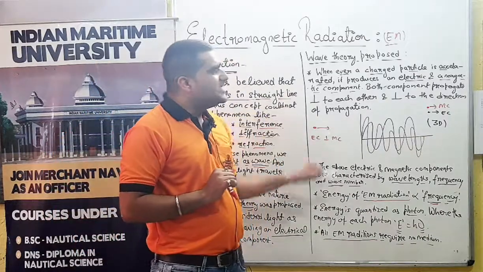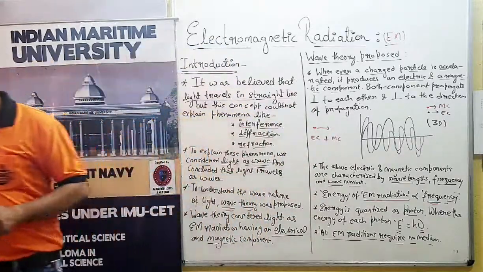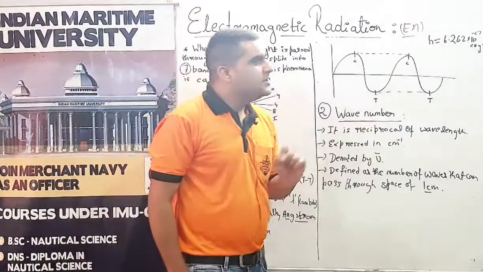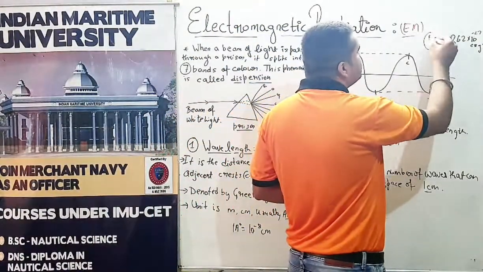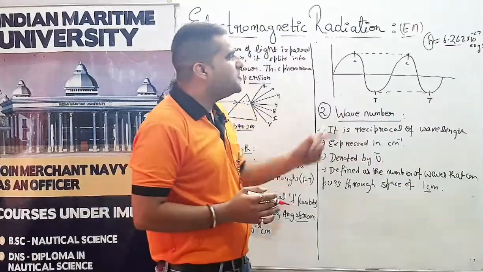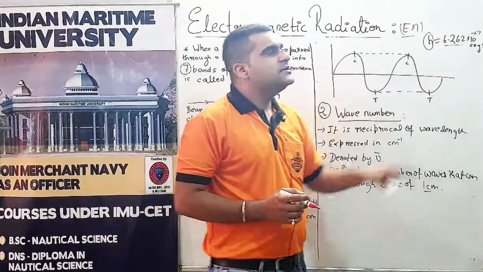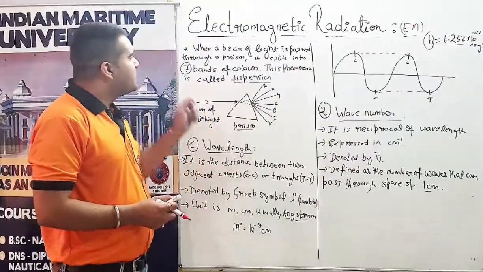Now we will understand some more points of this wave theory. Continuing with our wave theory, first of all, the value of the Planck constant, that means h, is 6.626 into 10 to the power minus 27 erg second. Now moving to the next point of wave theory.